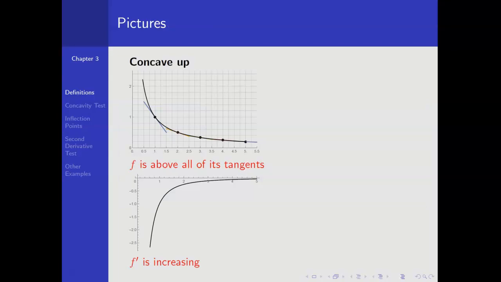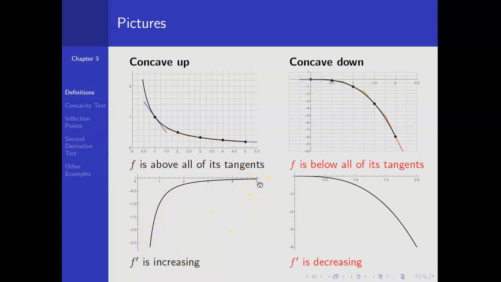So first, concave up. In the top picture, we see that f is above all of its tangents. And in the bottom picture, we see that f prime is increasing. Now for concave down, in the top picture, we see that f is below all of its tangents, and then f prime is decreasing. So these are equivalent definitions.